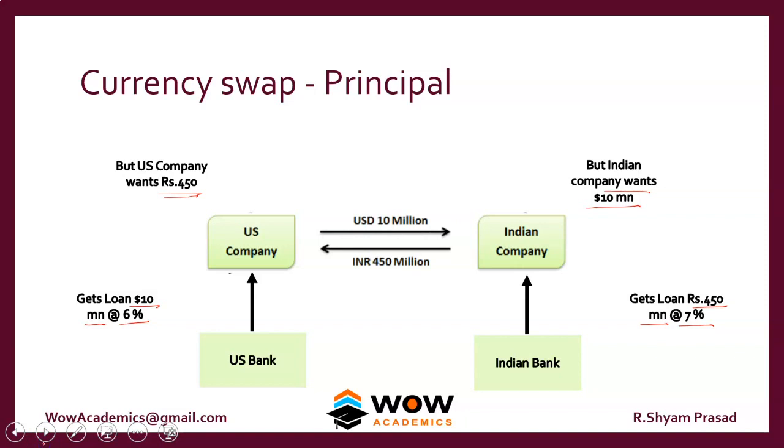So they try to exchange their country currencies. The Indian company gives 450 million rupees to the US company, and the US company gives the USD 10 million amount to the Indian company. So the capital amount has been swapped.